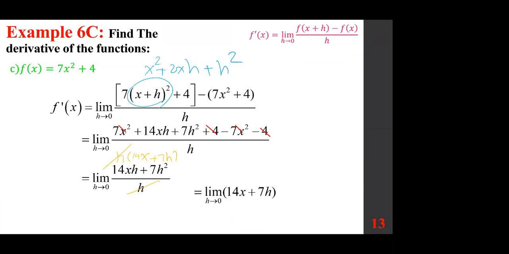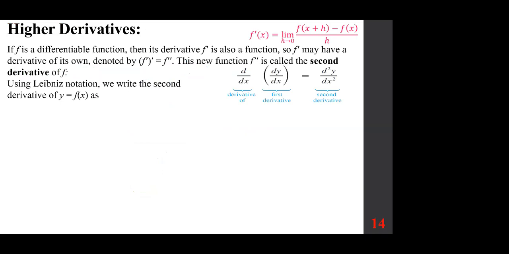Needless to say, all of this takes a second in the next section, but we are using the definition. All right, so 14x is the answer. And the next thing we want to discuss is the higher derivative. That means the derivative of the derivative. So if we have f prime, that's the first derivative. If we have f double prime, the second derivative. F triple prime is the third derivative, and so forth.